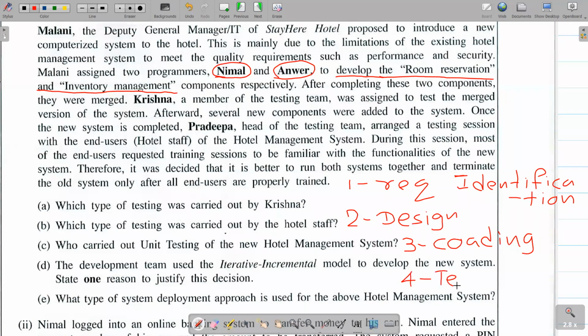Fourth, we do the testing. Fifth, we do implementation for deployment. Deploy. And as the final one, we will do the maintenance. Right? So Nimal and Anwar are doing the coding part. This is what is done by Nimal and Anwar.